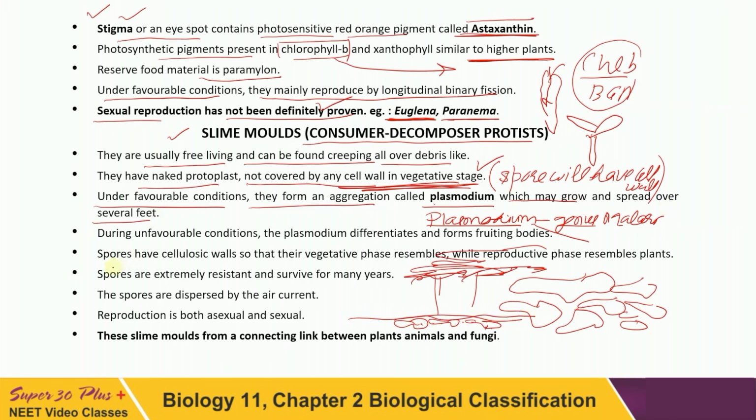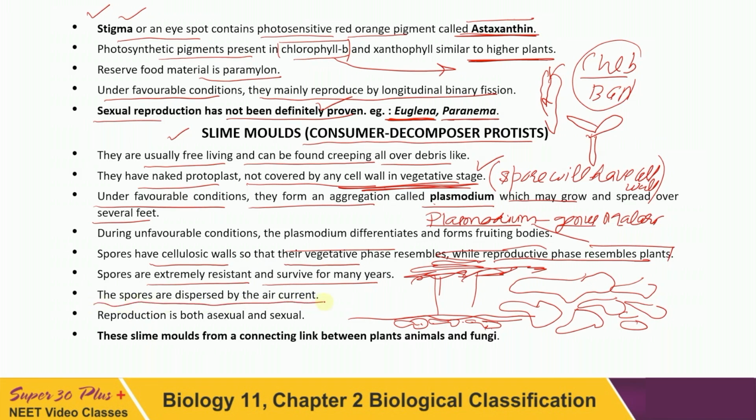Is it? Spores have a cellulosic cell wall, I told you, which is absent in the vegetative phase, while the reproductive phase resembles plants. Because the reproductive phase has a cell wall, it resembles the plant, and the vegetative phase, as it doesn't have a cell wall, resembles animals. Spores are extremely resistant. They survive for many years. The spores are dispersed by air current.